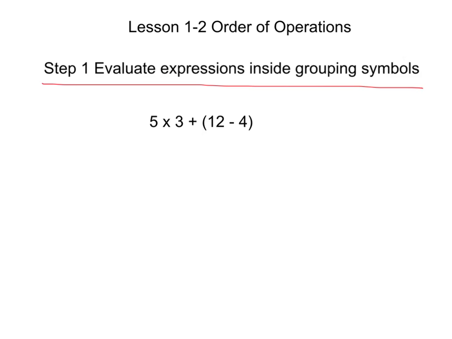Step 1, evaluate expressions inside grouping symbols. Our grouping symbol in this example is the 12 minus 4. So when we're solving this problem, we leave the 5 times 3 where it is, and we leave the symbol in front of the grouping symbol. 12 minus 4 is 8, and then we continue on solving the problem.